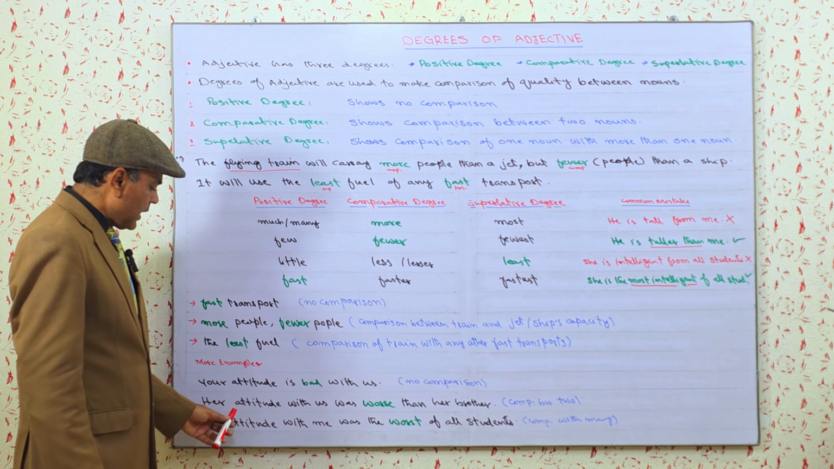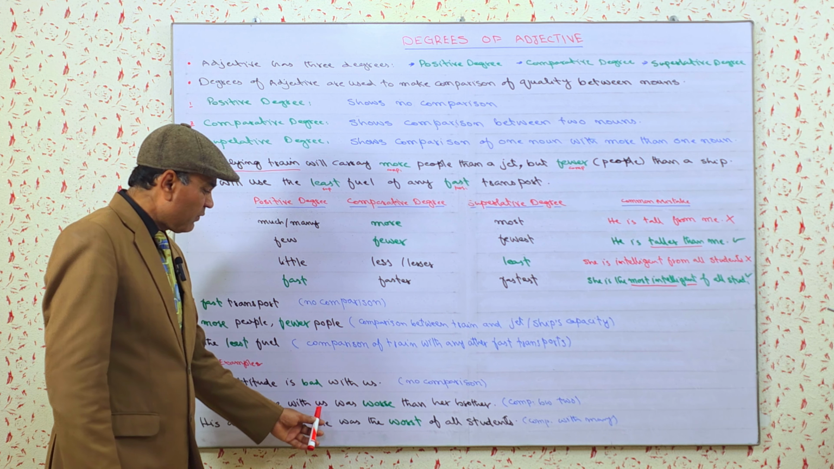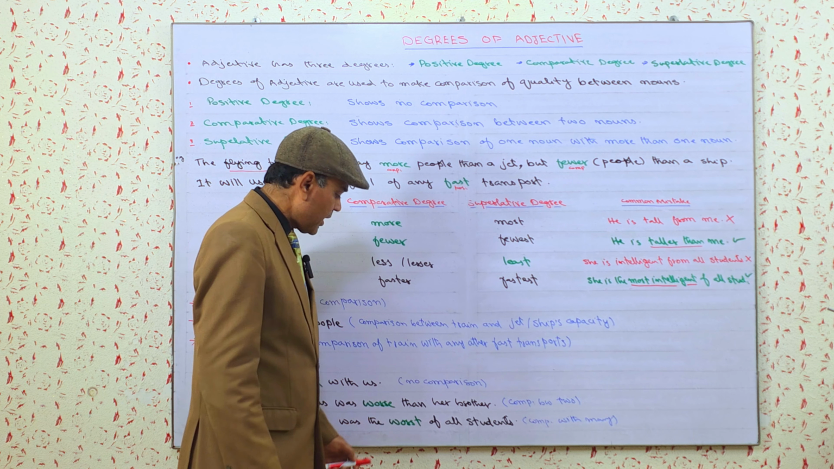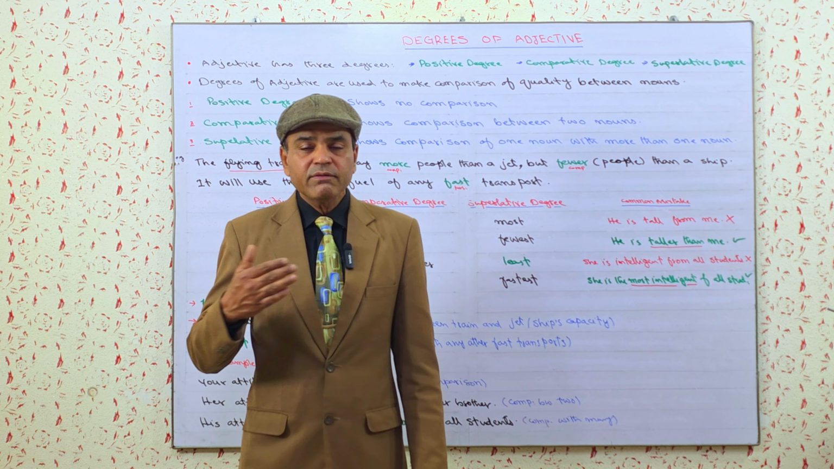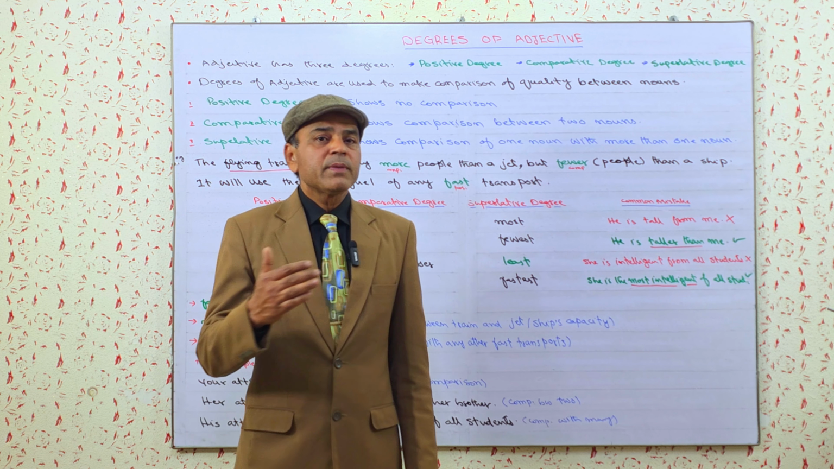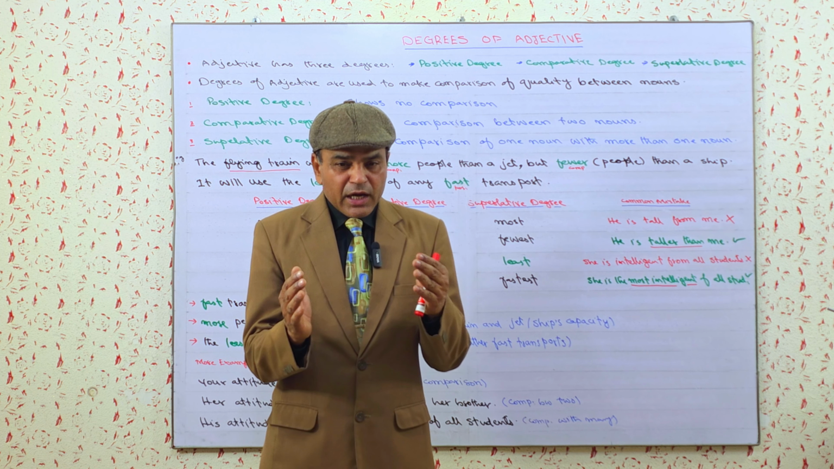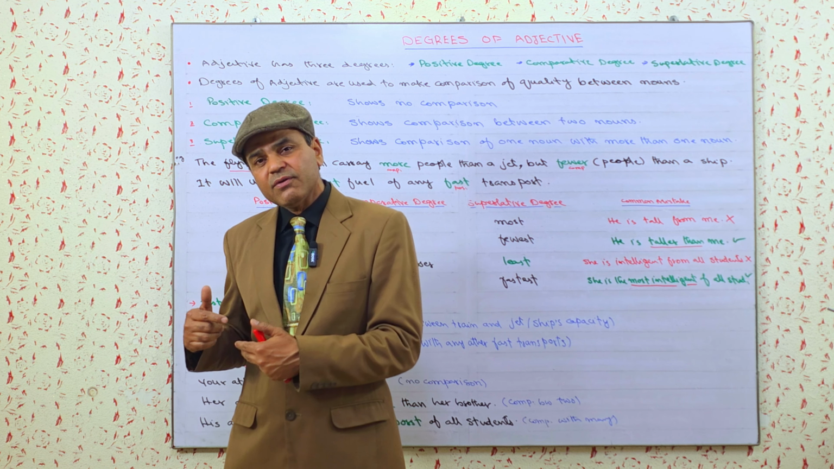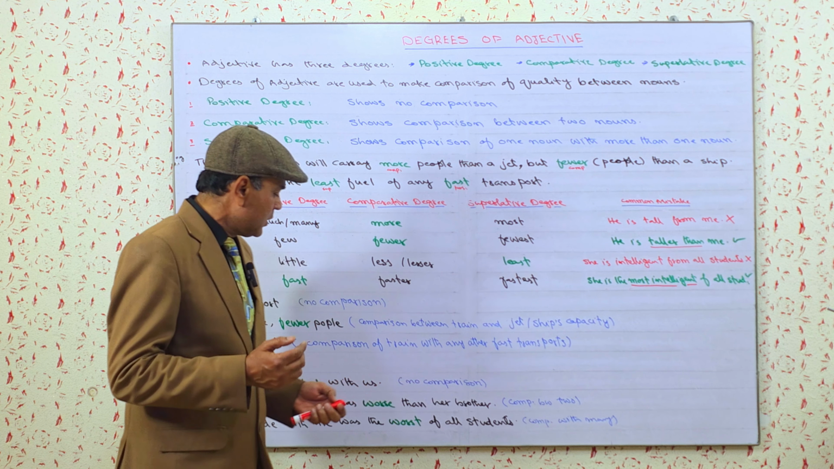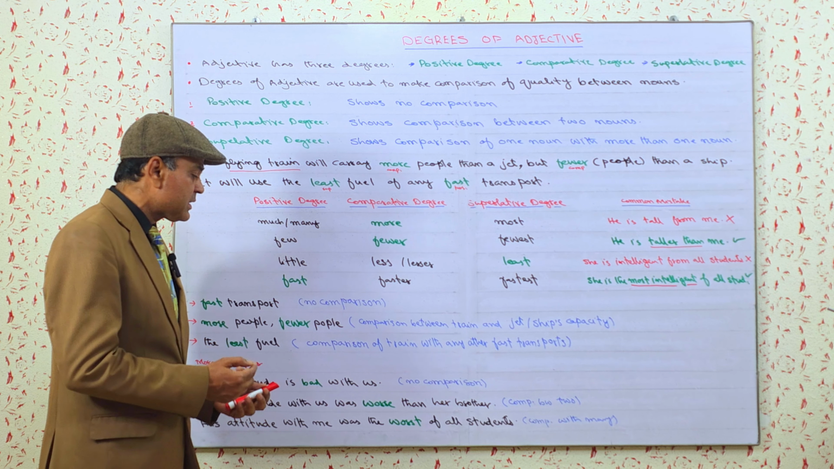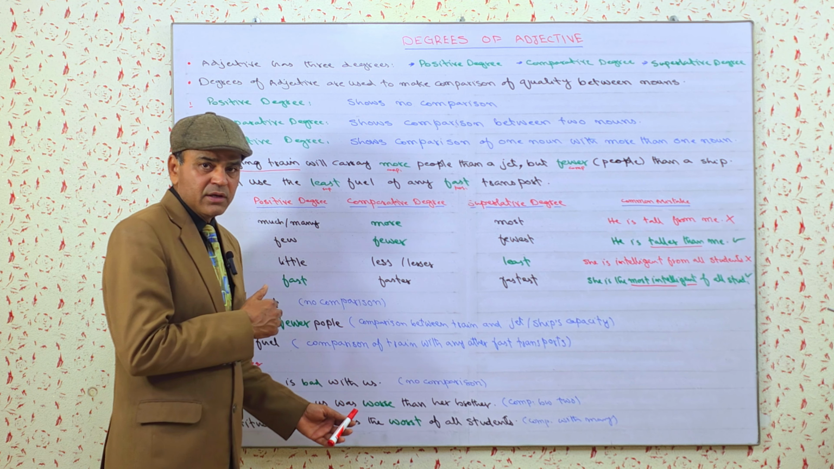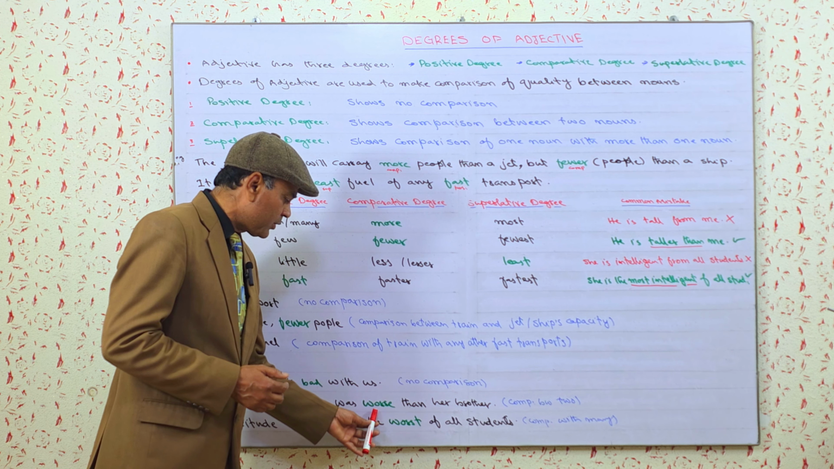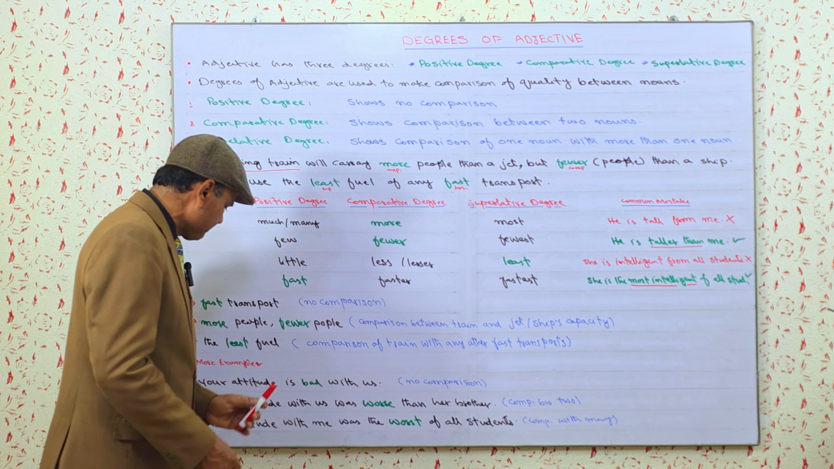But her attitude with us was worse than with her brother. Here, her attitude with us and her attitude with her brother: we are comparing the two attitudes she shows, or the way she behaves with two different people. So the way she behaves with us is worse, not as good as with her brother. That's why we are using the comparative degree here.